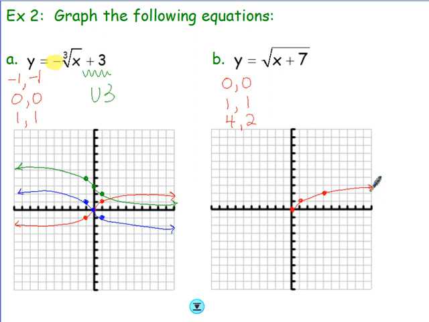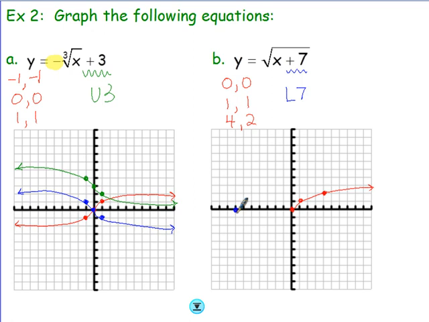Does this one have any negatives? No. This one's not being flipped at all. There's no negative. We're looking for our shifting. We only have one shifting number. This plus 7 is inside the square root. Since it's inside, it is a left and a right. And since it's positive, it goes left 7. So each one of these count to the left 7.